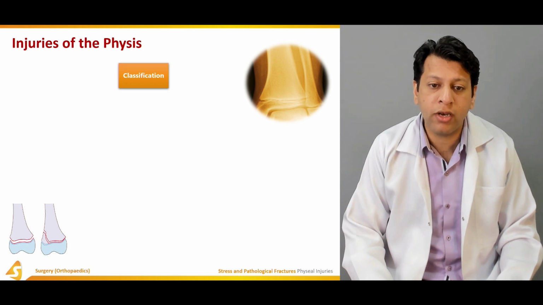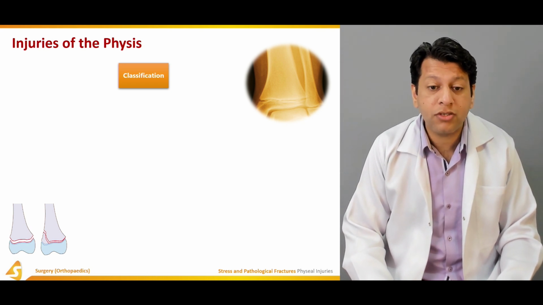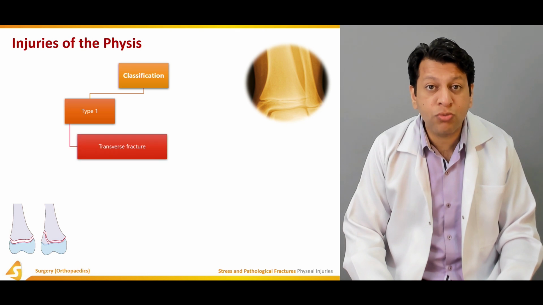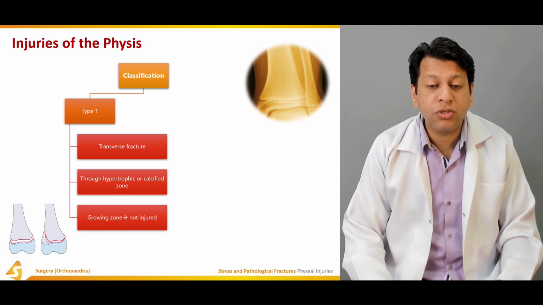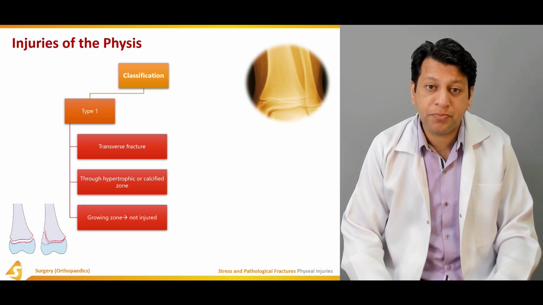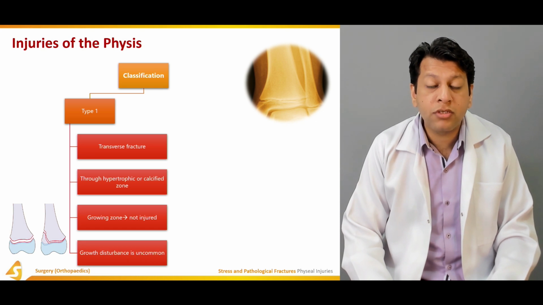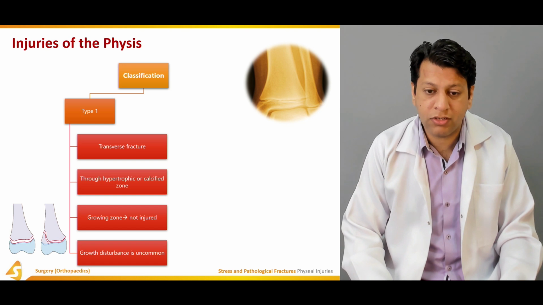What is type 1? Type 1 is actually a transverse fracture through the physis, through the hypertrophic or calcified zone of the physis, and usually the growing zone is not injured most of the time. And growth disturbance is uncommon, especially in type 1 physeal injuries.